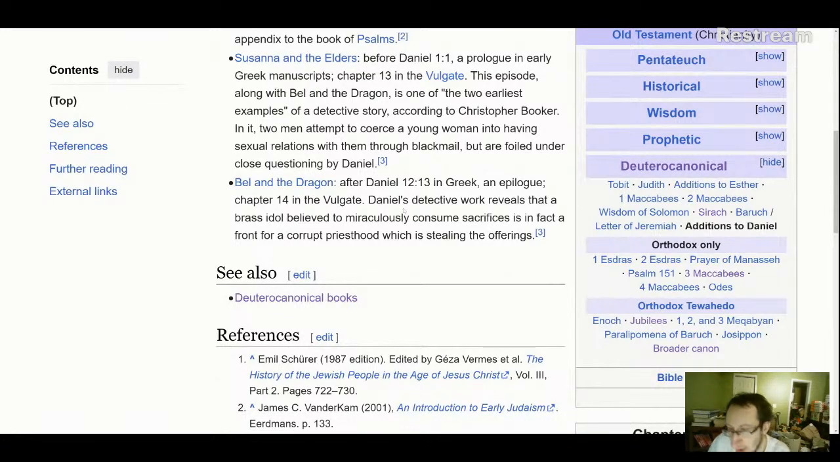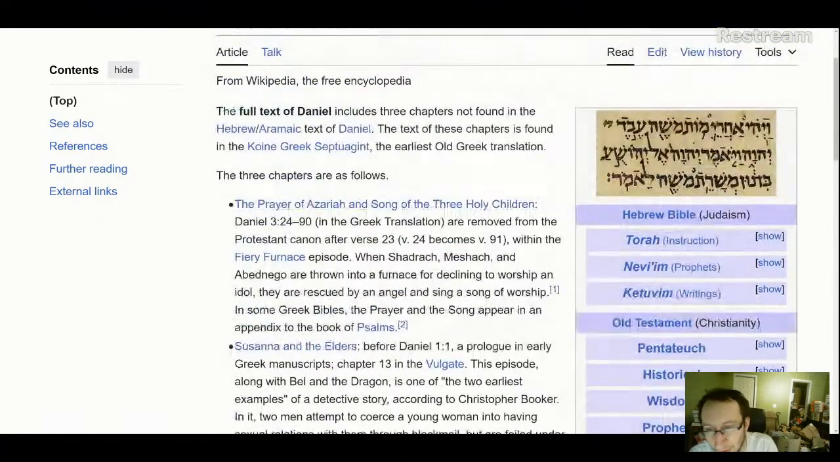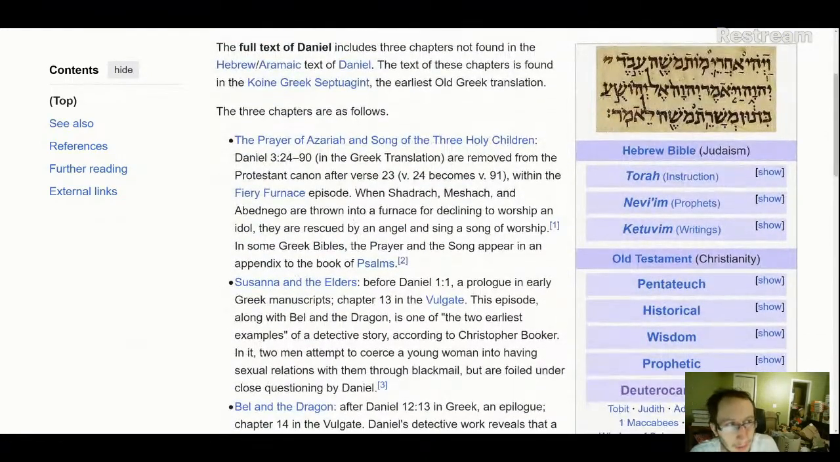So the question is, are these 3 sections originally part of the book of Daniel? And I believe they were not. They were added by scribes into the book of Daniel in the Septuagint version. So the question is, why did they add it into the text? Why would they do such a thing? Well, because it had stories of Daniel, and let's take a look.